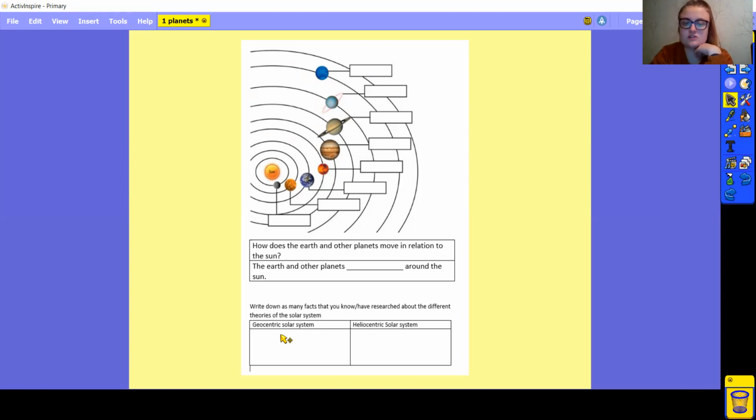So we've got the geocentric solar system, which is the theory that the Earth is in the centre of the solar system and the sun and other planets orbit around the Earth. And we've also got the heliocentric solar system, which is the theory that the sun is in the centre of the solar system and the other planets orbit around the sun.